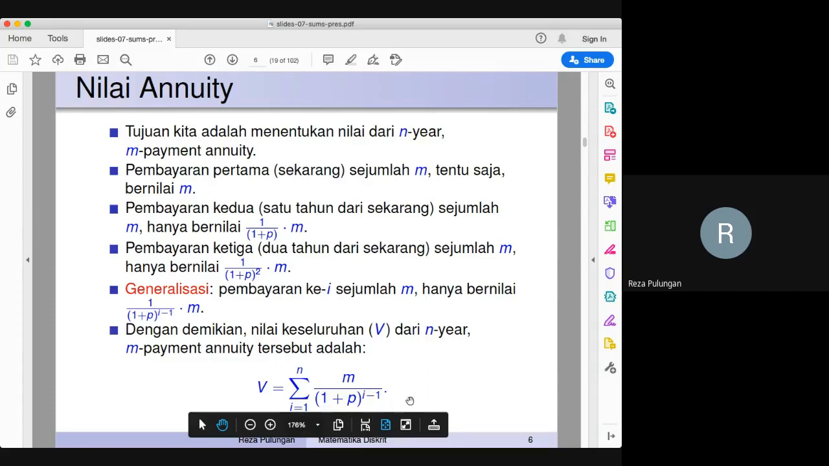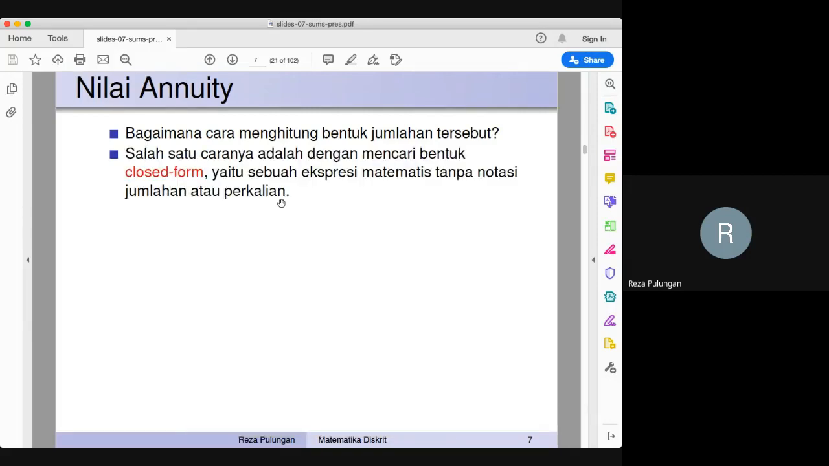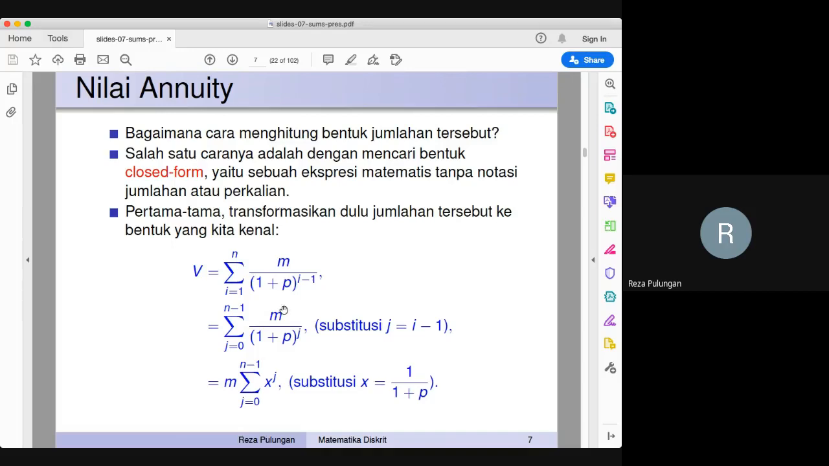Okay, so let's continue. Now, how do we compute this summation? Well, one way to do that is to try to find the closed form solution of this one. This is basically a mathematical expression that contains no summation or product anymore. This is just a formula, a completely closed mathematical formula. So let's see, how do we do this?